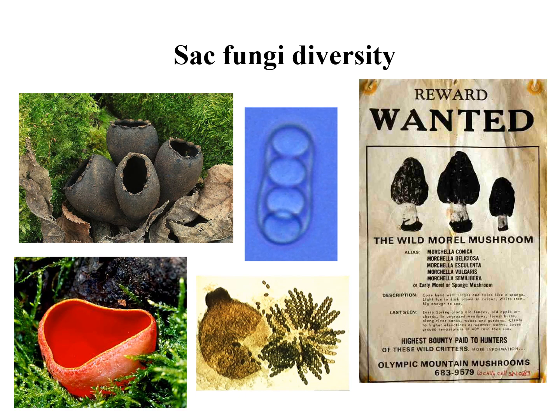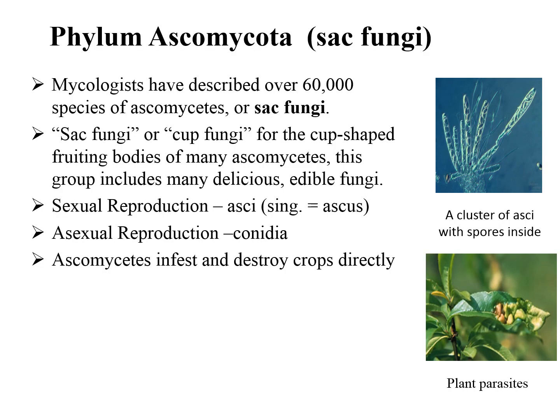Let's discuss the diversity of sac fungi. Mycologists have described over 60,000 species of ascomycetes, commonly called sac fungi or cup fungi, for the cup-shaped fruiting bodies of many ascomycetes. Different species of Ascomycota produce sexual spores in asci, and many species of Ascomycota also produce spores through asexual reproduction. These spores are called conidia.